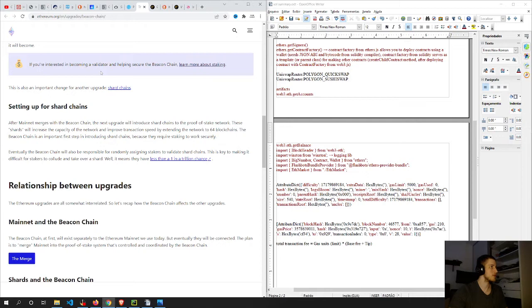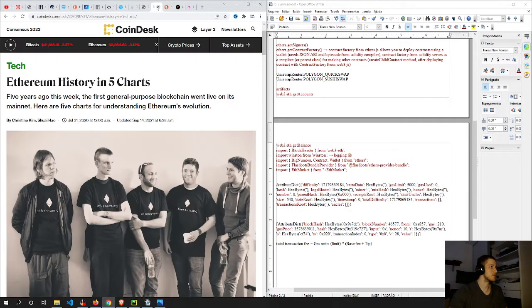If you're interested in becoming a validator and helping, learn more about staking. So maybe I should read this as well.